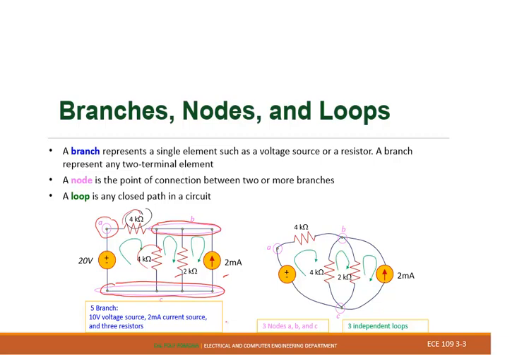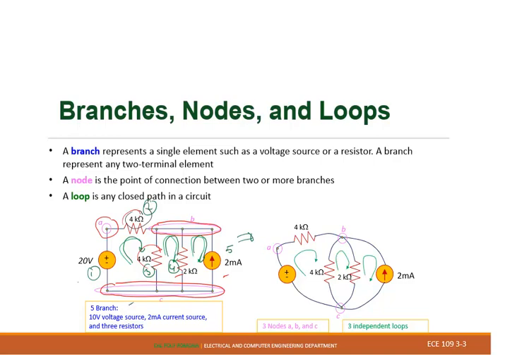The other one is a loop. A loop is any closed path in the circuit, and we show this one in green here. We have one going this way, another one going this way here. This is the direction I selected, but you see we have three different loops. We can represent the same circuit this way too. Nothing is different. If you look at this circuit, we have one, two, three, four, and five branches.